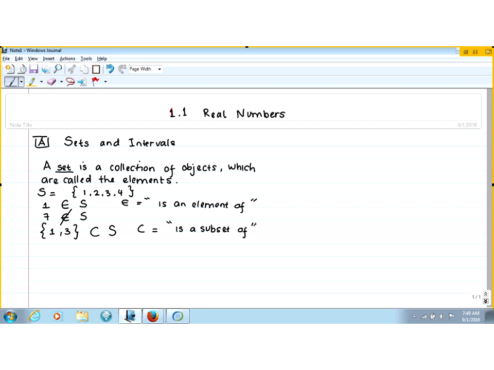Are we okay so far? Can you tell the difference when I use "is an element of", or when I use something like C, which is "a subset of"? Yes? Okay. All right. So this is the symbol of an empty set. Or I could write it like this. So this is the symbol of an empty set. Okay.